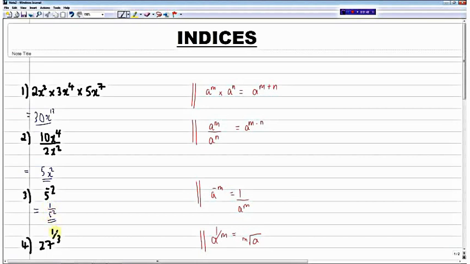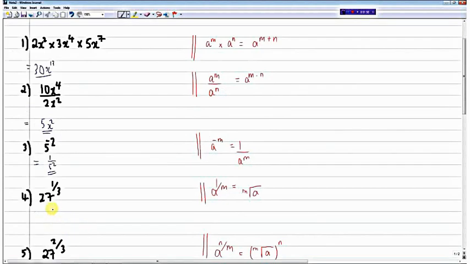Okay. Now the fourth law states when you have a number raised to the power of a fraction, that number here is rooted by the denominator. Okay, so what that means is we would say this is equal to the cube root of 27, which is equal to 3. This is what this law states here.